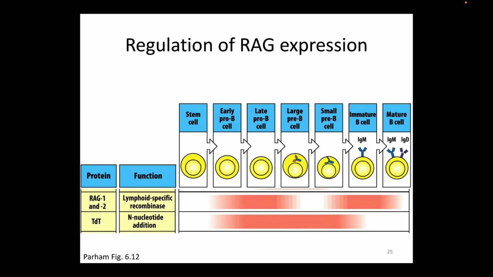And you can see this here. You can notice that at the beginning, RAG is off in this stem cell that's getting ready to become a B cell. You can see that there's a period of time where RAG gets turned on, a period where it gets turned off, and then it gets turned back on. Then RAG is off after that, and RAG will be off for the rest of the life of the B cell.